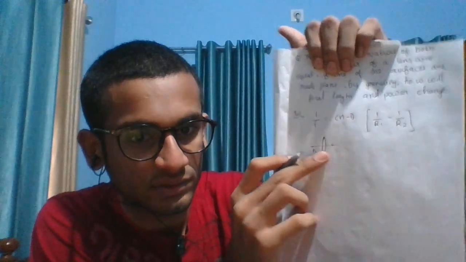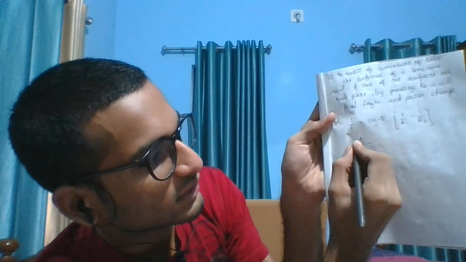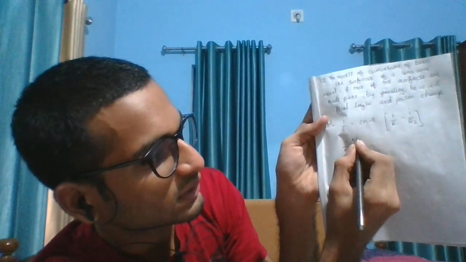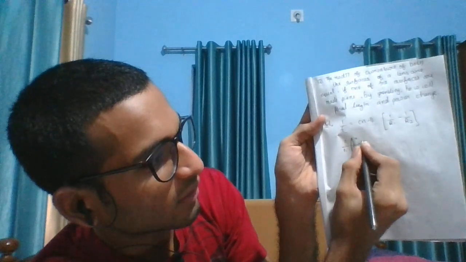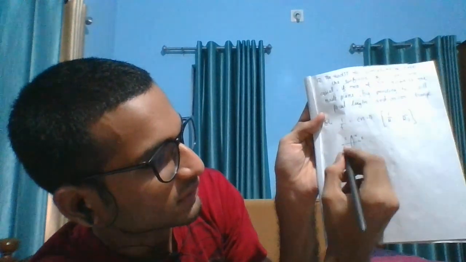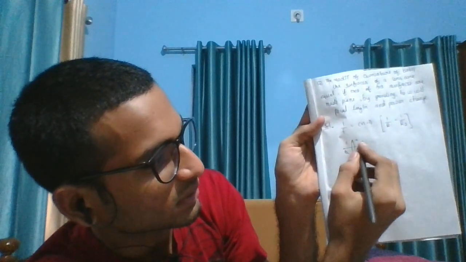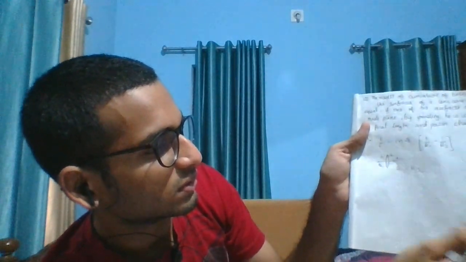Now what is given in the question? The radii of curvature of both the surfaces of a lens are equal. So there's a lens, this is a lens, this is the first surface, this is the second surface. This will be r1, the radius with respect to the first surface. This is r2, the radius with respect to the second surface. And here they say that r1 equals r2, right?